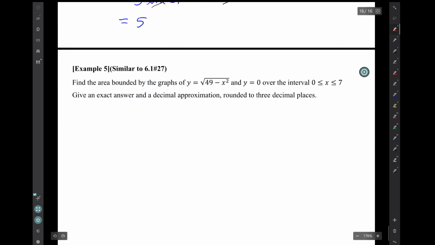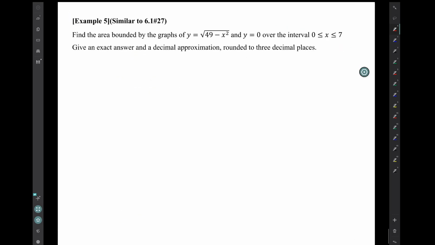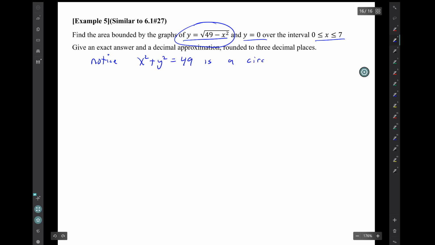We have one more example. Question 5. Find the area bounded by the graphs of this crazy function and y equals 0 over this interval. The solution is to first figure out what this graph looks like. Notice that it's a chunk of a circle. It's a circle radius 7 centered at 0, 0. If I solve that for y, I can get part way there.